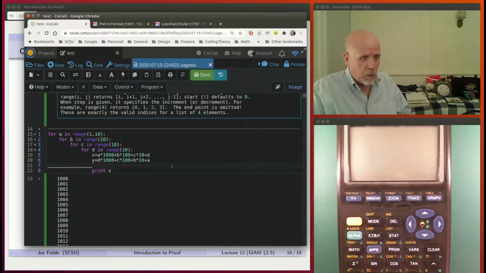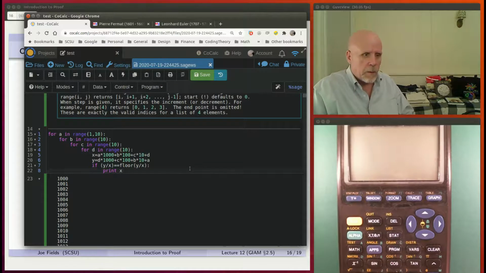So we'll start with an if statement. And the condition I want is that, let's say, y divided by x is equal to the floor of y divided by x. That'll do the trick. And if it is, the stuff I want to do is print x. Let's just have that inside. That needs to be inside the if statement. Let's see if anything happens.